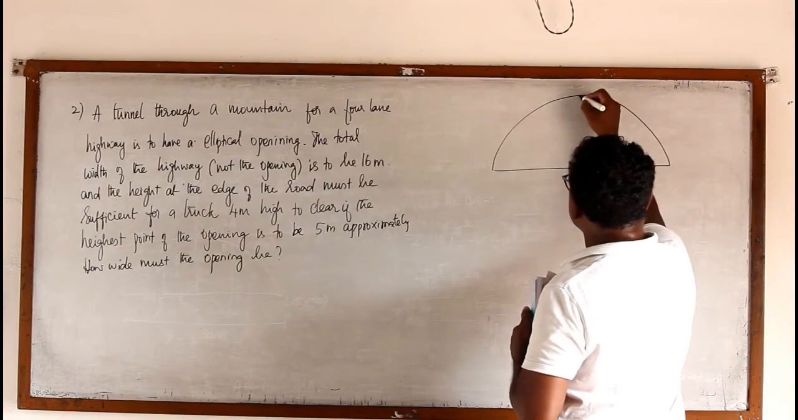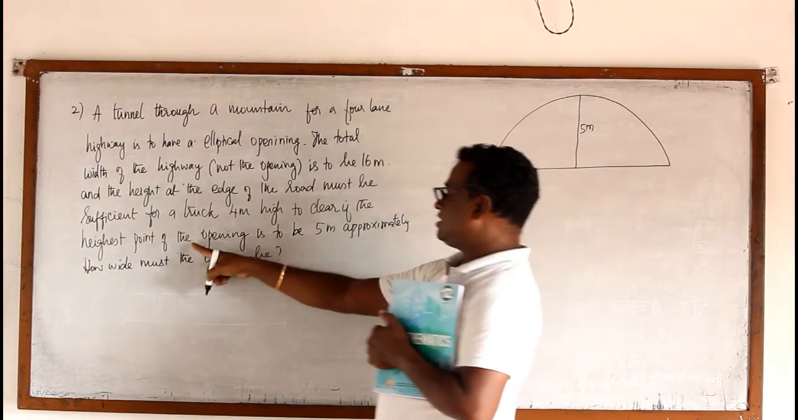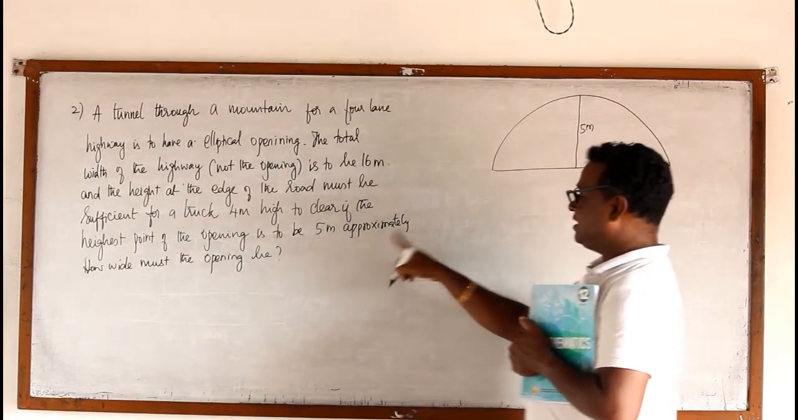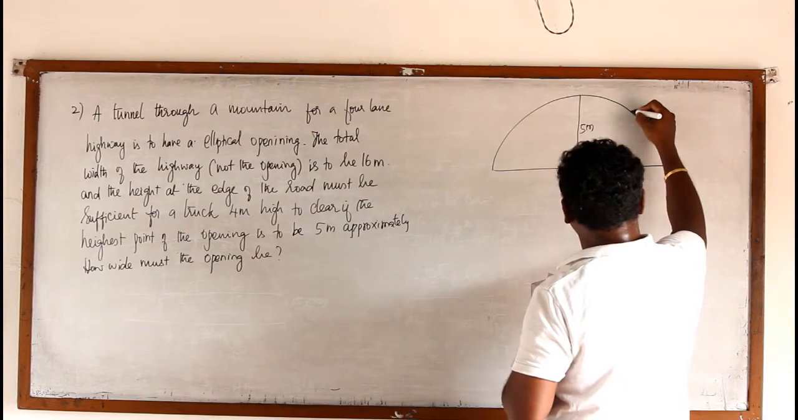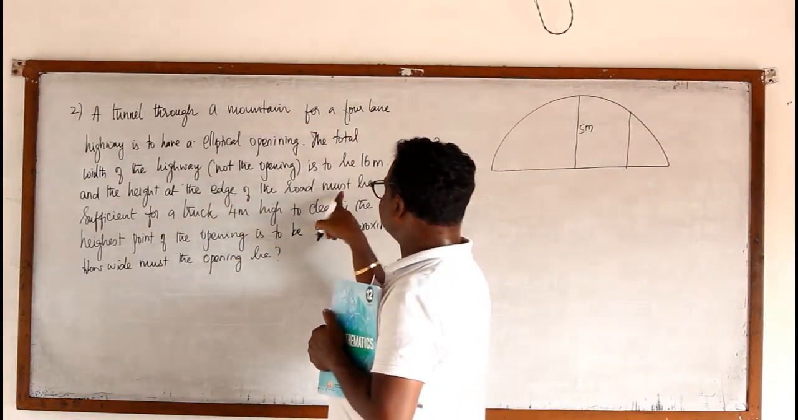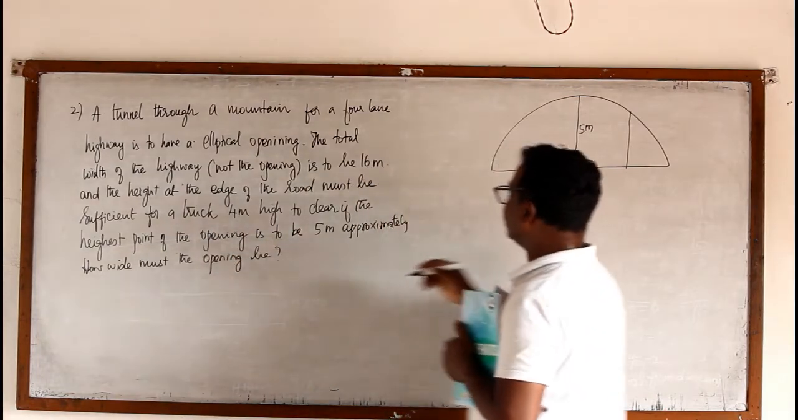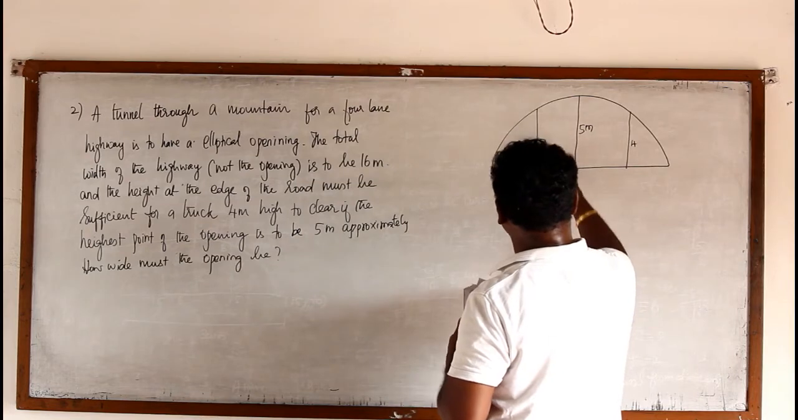Now, the center is the maximum height, which is 5 meters. So the highest point of the opening is 5 meters. Then there is an opening of height 4 meters. The height at the edge of the road must be sufficient for a truck to enter. So 4 meters, and this is also 4 meters.